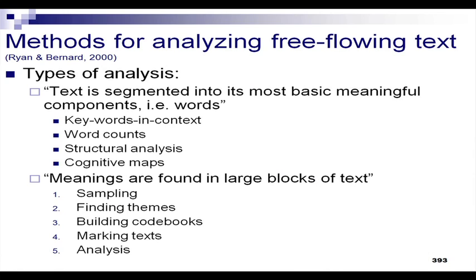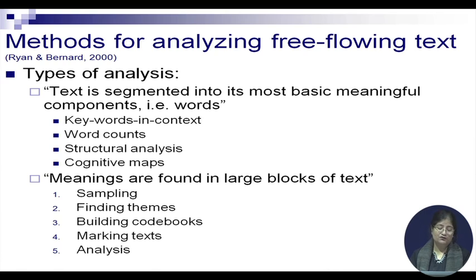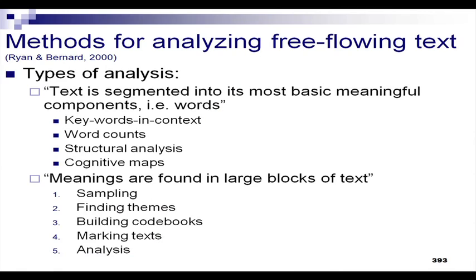Okay, now we'll come to methods for analyzing free flowing text. Various types of analyses are conducted. There are two categories. First, text is segmented into its most basic meaningful components, that is words, and the second method is that meanings are found in large blocks of text, which means the text has to be coded. We'll do the coding in the next class, but in this class we will discuss the first set of techniques.